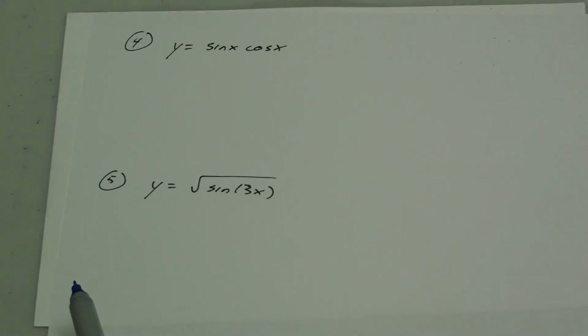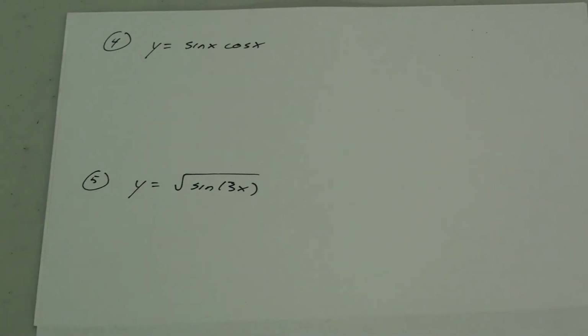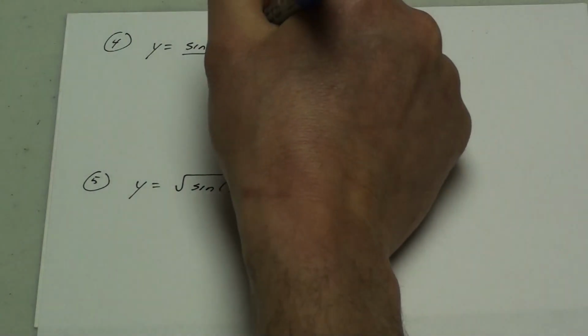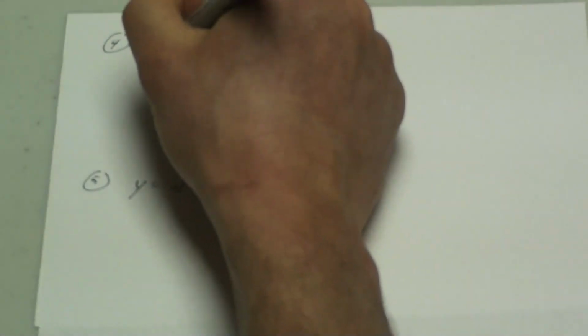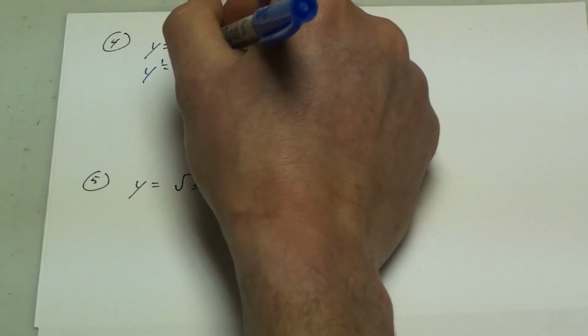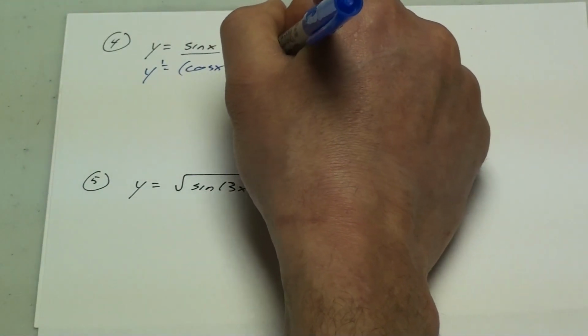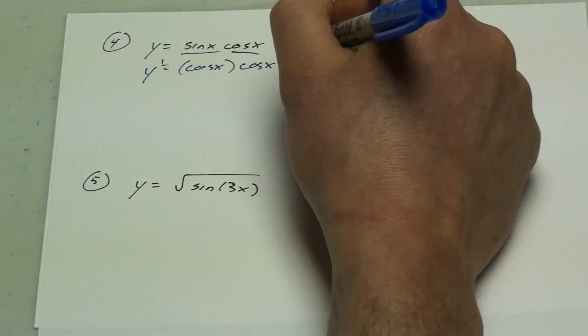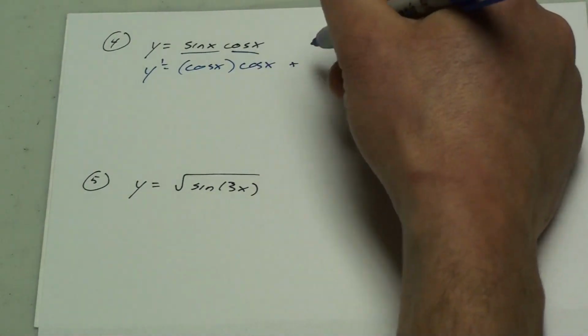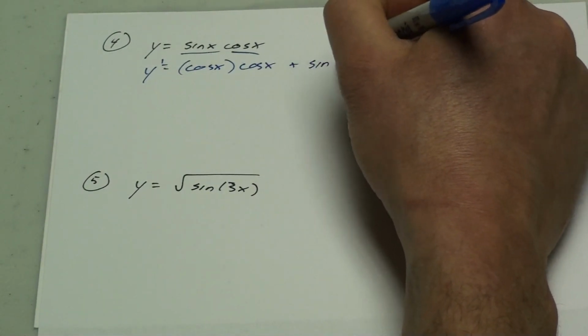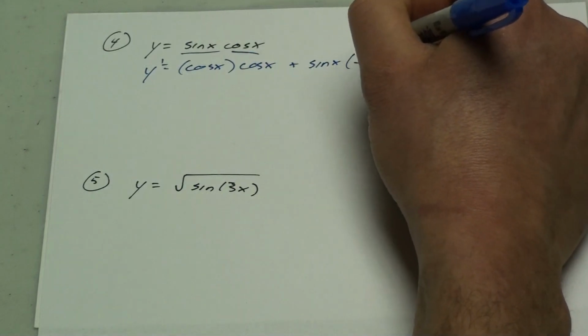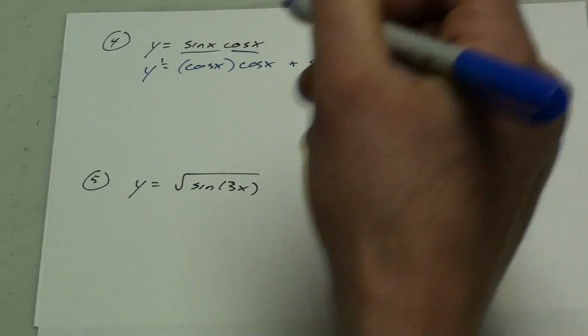This one involves trig in a product rule. So I have to follow the product rule because I have two different functions multiplied together. So my derivative is going to be the derivative of the first, which is just cos x, times the original of the second. And it goes plus the original of the first, times the derivative of the second.